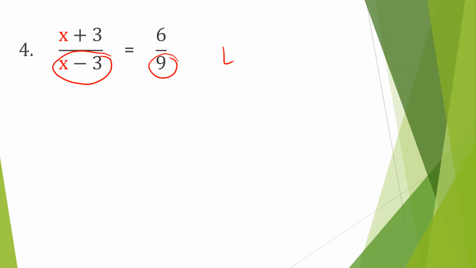Number 4, x plus 3 over x minus 3 is equal to 6 over 9. The first step in solving rational equations is to eliminate the rational expressions in the equation by multiplying both sides of the equation by the LCD. The LCD of x minus 3 and 9 is 9 multiplied by x minus 3.